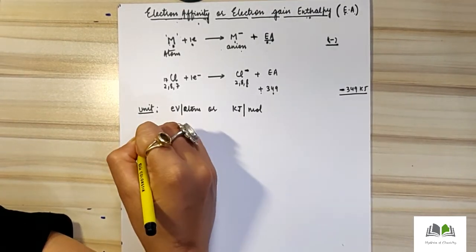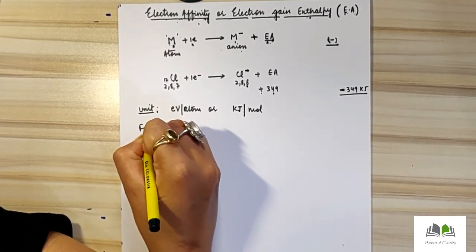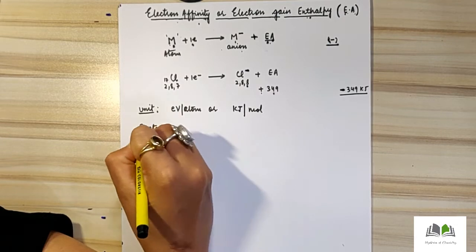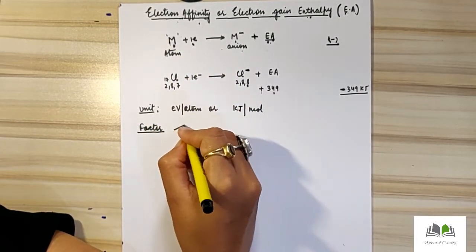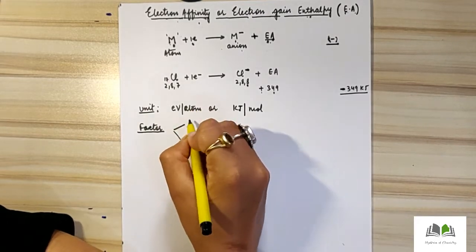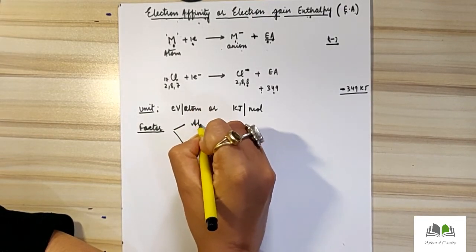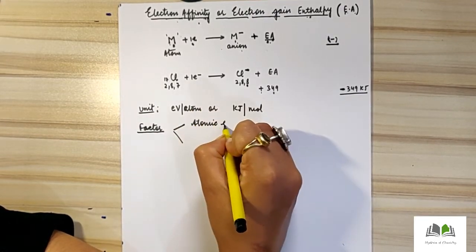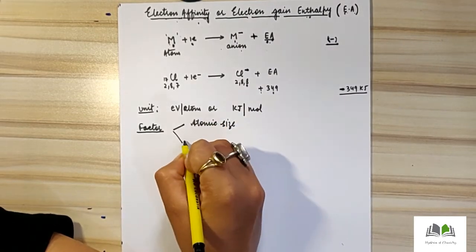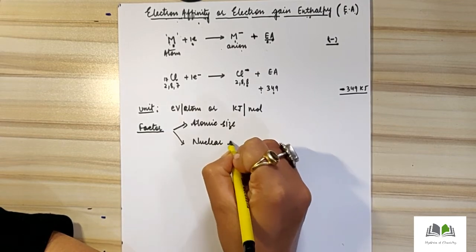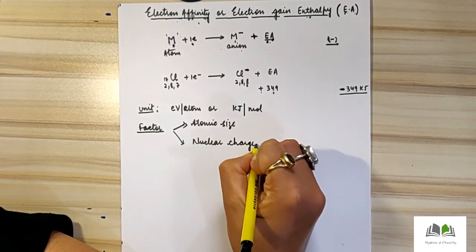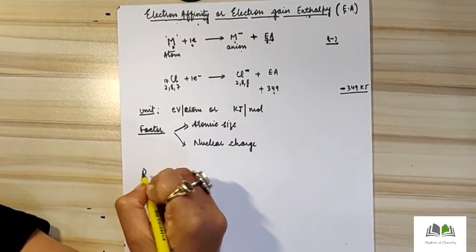So next is what are the various factors on which this electron affinity depends. So there are two factors on which it depends. Number one, the first factor is atomic size, or we can say size of the atom, and the second is nuclear charge. So one by one we will discuss. First of all, we have atomic size.